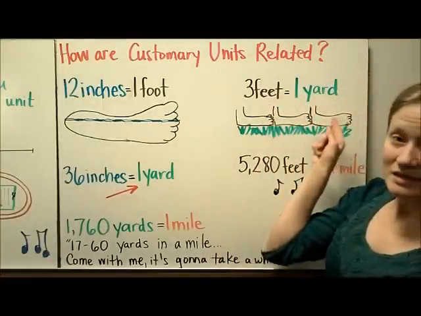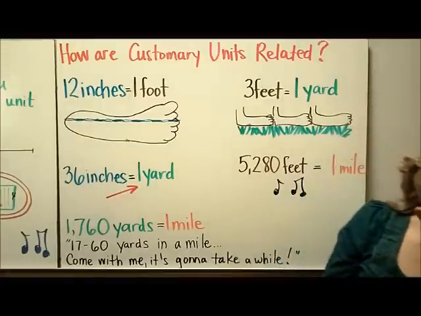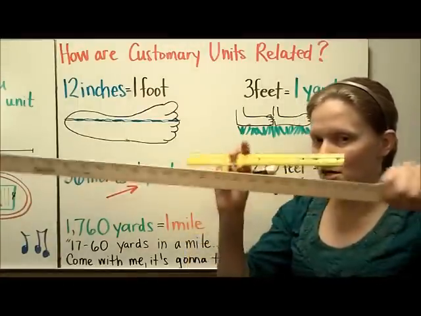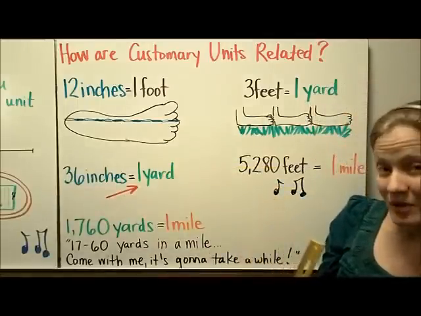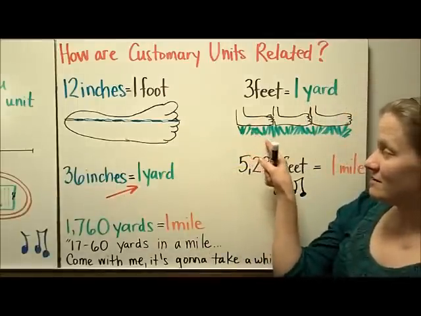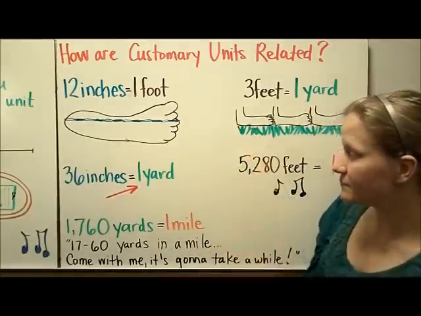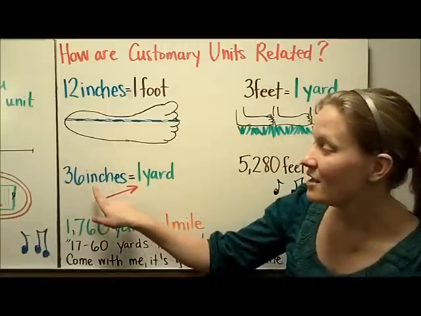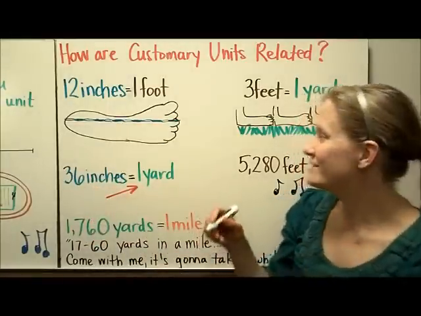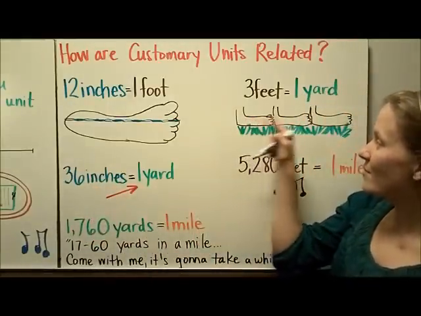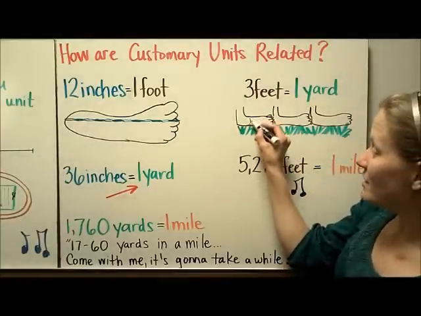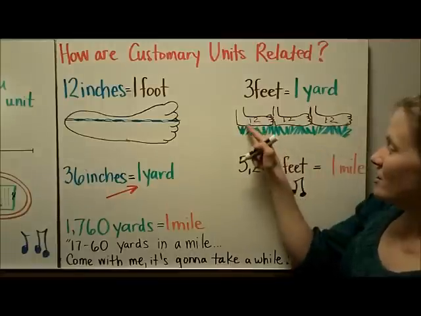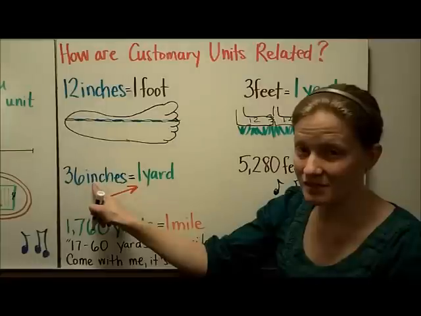There are 3 feet in 1 yard, so it takes 3 of these to make 1 yardstick. And if you need a picture, you could picture 3 feet standing in the grass or the yard. For inches to yards, 36 inches equals 1 yard. That makes sense if you think about the number of feet in a yard, and each of these feet is 12 inches. 12, 12, and 12. 12 times 3 is 36 inches.